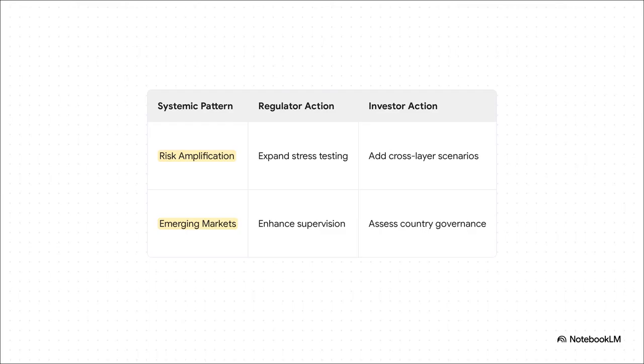So take that first pattern on your screen. Amplification of risks across layers. With this map, a regulator can see they need to do more than just stress test banks. They need to model how a cyber attack could cascade through the entire system. And for an investor, it means you should be building those same cross-layer scenarios into your own risk models. It makes these hidden risks visible in a completely new way.